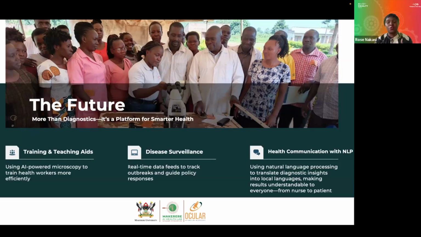We are also looking at Ocular using natural language processing to translate the insights that have been provided through the Ocular solution, making these results very understandable to everyone, especially the patients who would actually want to understand their results or whatever outcomes of the diagnosis in languages that they can relate with. So again, we are utilizing artificial intelligence to support health communication with technologies such as natural language processing.